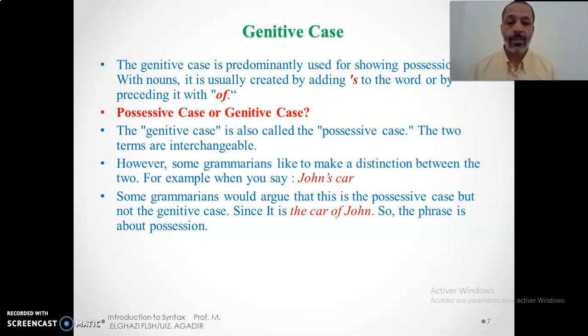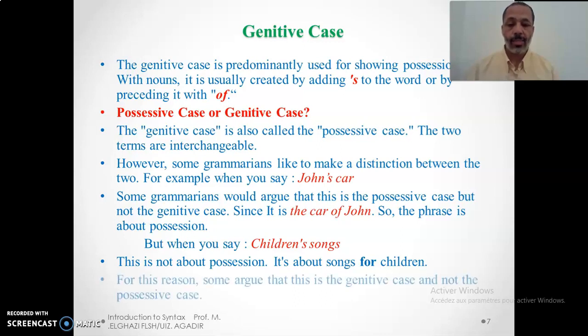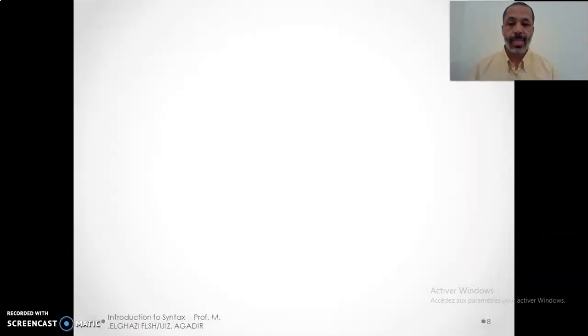So here you speak about a possession. The car of John, it's a possession. So in this case, you have to say this is a kind of possessive case. But when you say children's songs, this is not about possession. It's about songs for children. For this reason, some argue that this is the genitive case and not the possessive case.